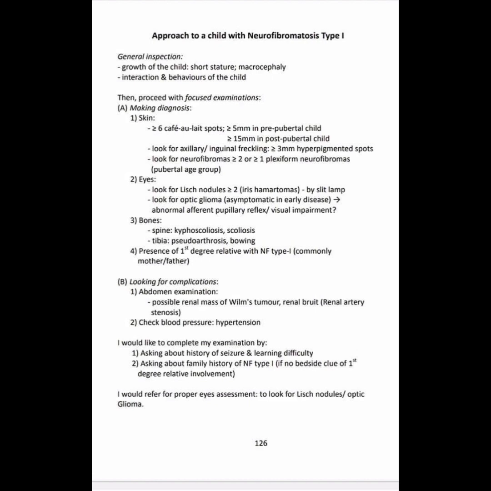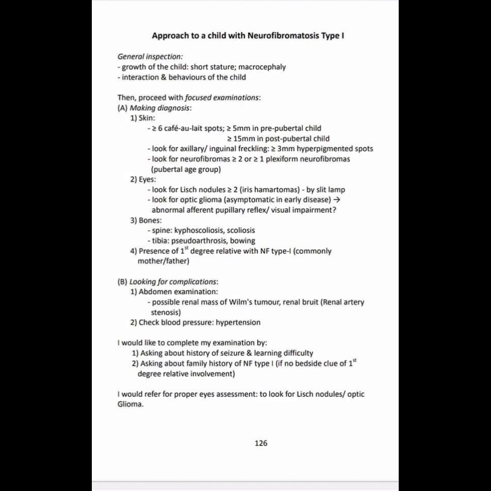Then number 3, bones. In bones in neurofibromatosis type 1, we notice in the spine, kyphoscoliosis or scoliosis can be present. In the tibia, there is pseudoarthrosis or bowing that can be present. Number 4, presence of a first degree relative with neurofibromatosis type 1, commonly mother or father, as we know that NF1 is an autosomal dominant disorder.